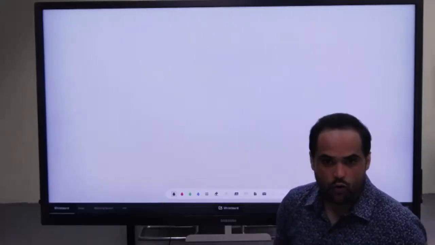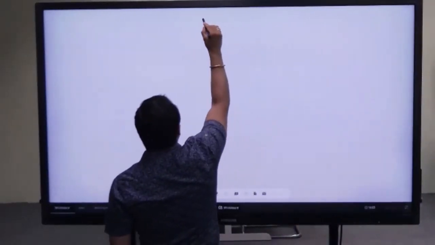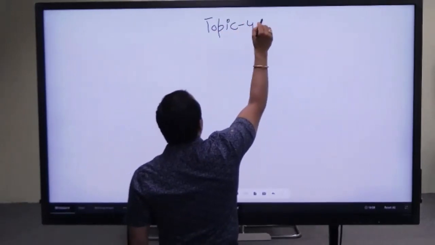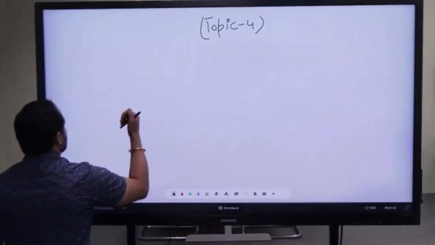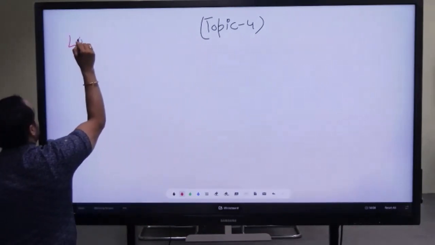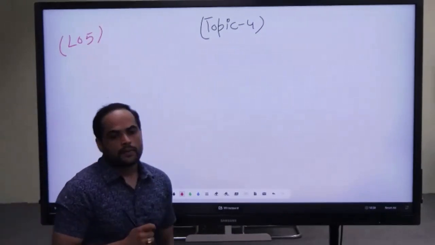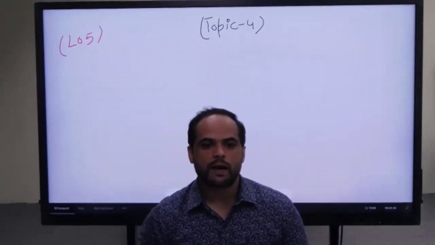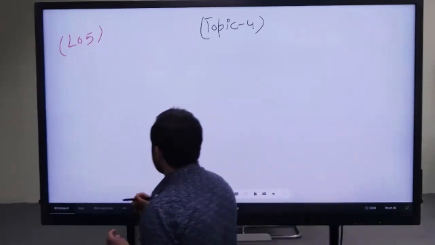So topic 4, learning outcome 5. Topic 4, which is accounting for overheads and learning outcome 5. Right. So learning outcome 5 is allocating service department cost to production department. Right. So let me write down again.